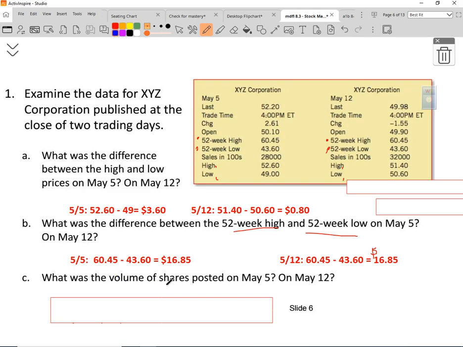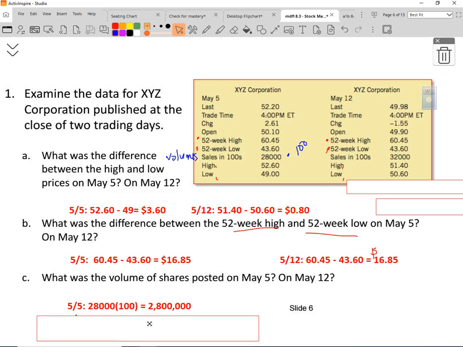So the volume of shares posted is the next thing we're going to be talking about. They give us that information in terms of the sales in 100. So here it says on May 5th, 28,000. So this refers to the number of shares traded on May 5th. But it's not 28,000, it's 28,000 times 100. So the total number of shares traded for XYZ Corporation on May 5th was 28,000 times 100, or 2,800,000 shares.